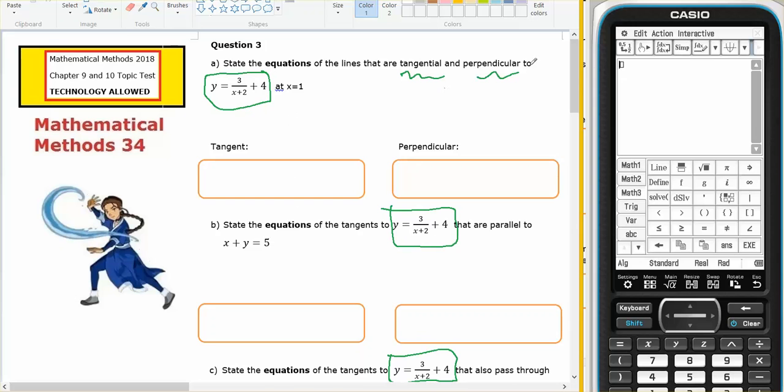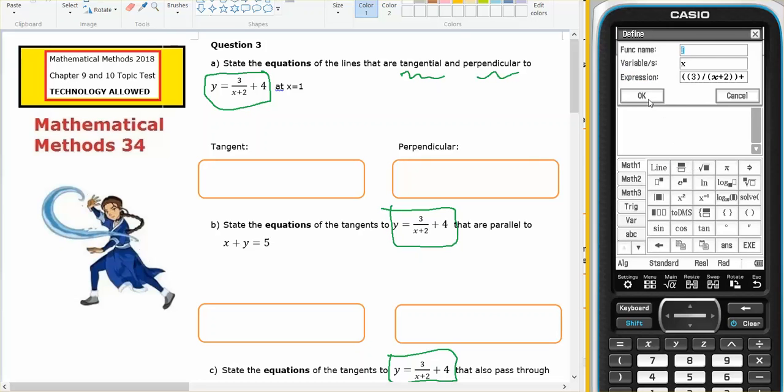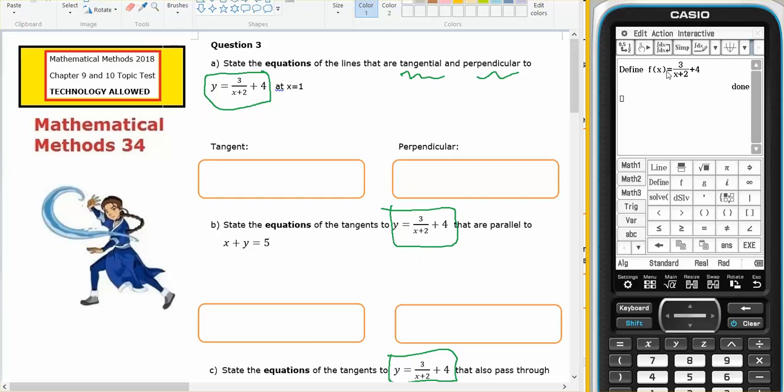So to save typing it out all the time, I'm going to define it. Over here I've got 3 on top of x plus 2, and I am plussing 4, and I'm going to select it, interactive, define, and call it f of x. Okay, and pick up f of x and put it on a new line.